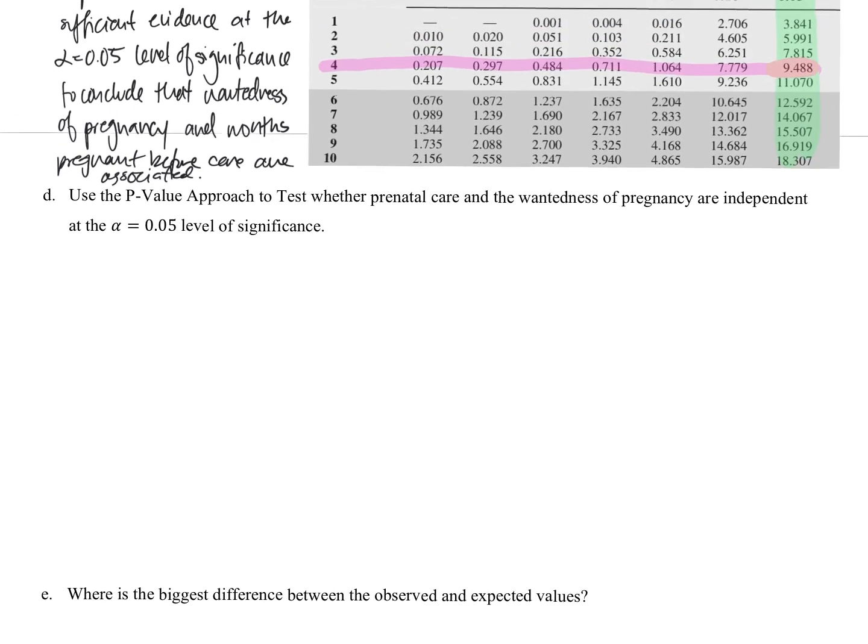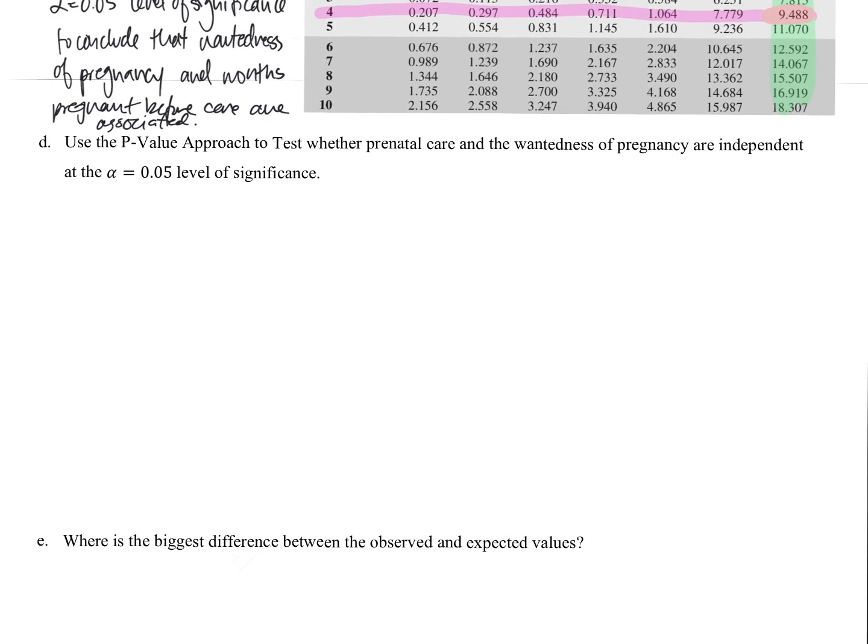So now we're going to use the p-value approach to test whether prenatal care and the wantedness of pregnancy are independent at the alpha equals 0.05 level of significance. So once again, it just changes how we use our table. Alright, so I've included the table. Now, how do we use the table for the p-value approach? Well, you're going to look at your degree of freedom, which we already found. The degree of freedom is still the same, which was 4 from above. So we'll look for the degree of freedom, 4.